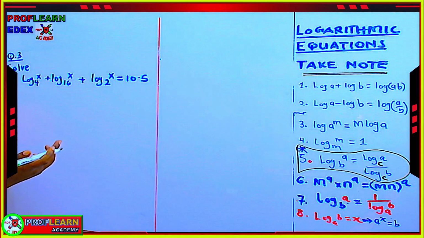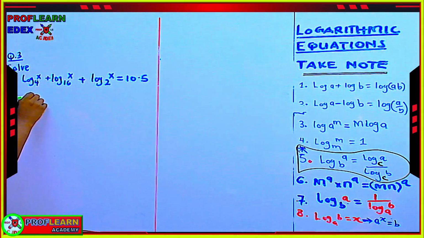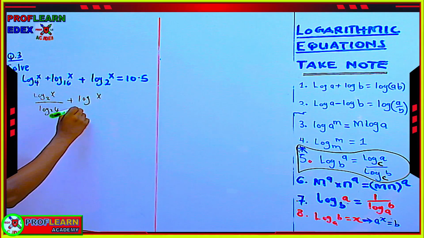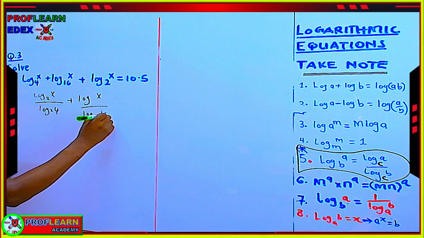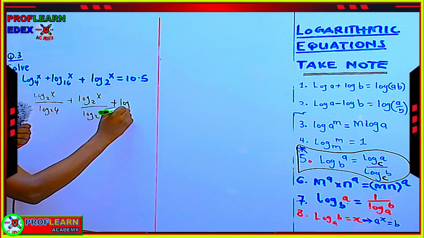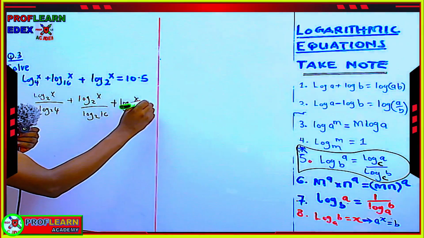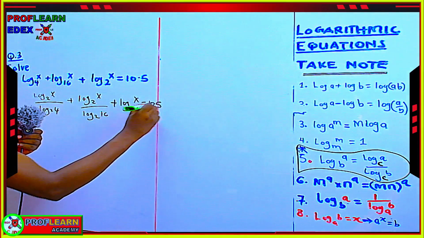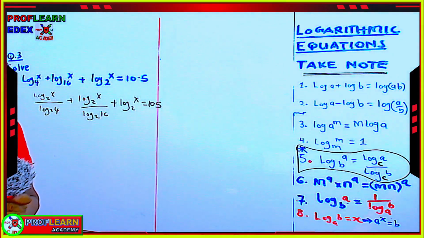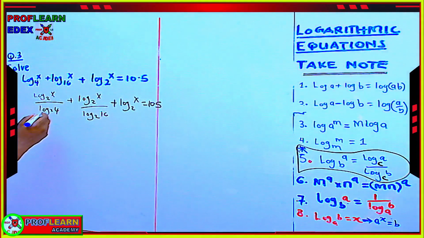So let's express this to base 2. This is going to be log x over log 4, introducing the new base that you want, plus log x over log 16, introducing the new base that you want, plus log x base 2 is equal to 10.5. Now, once we have this, we can simplify.